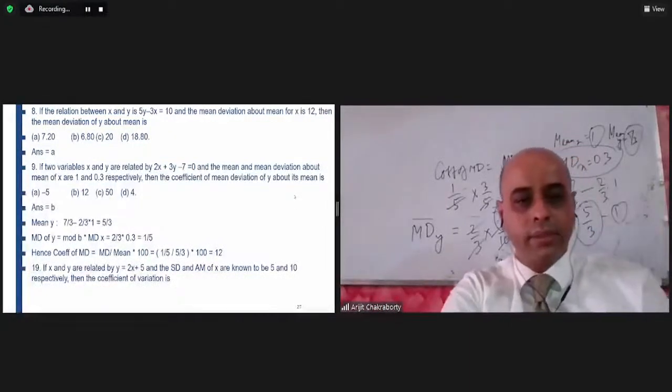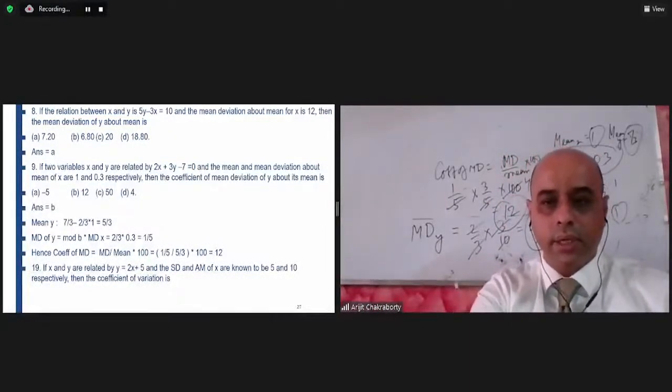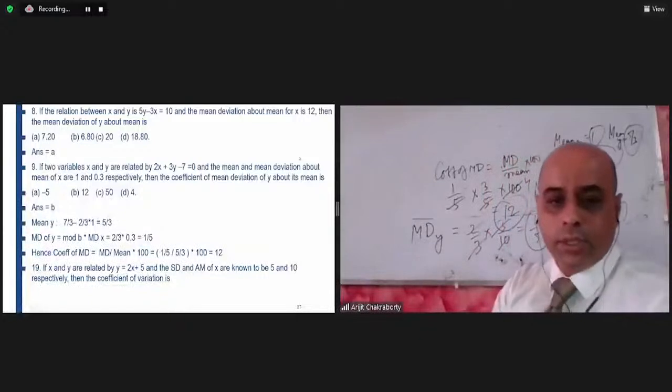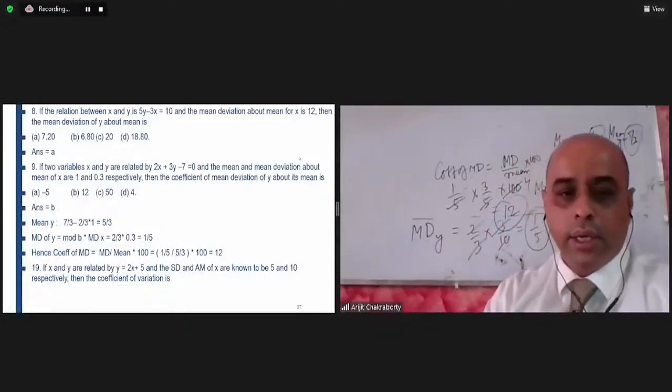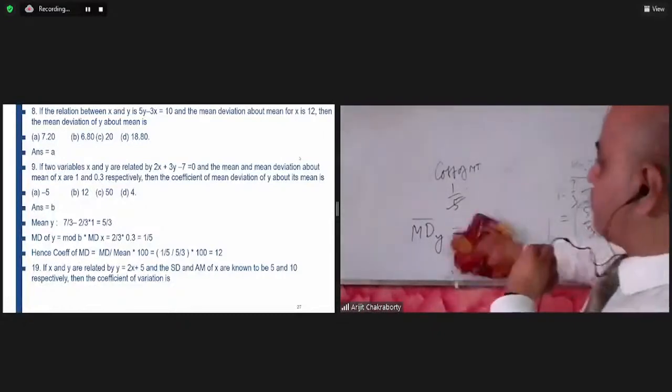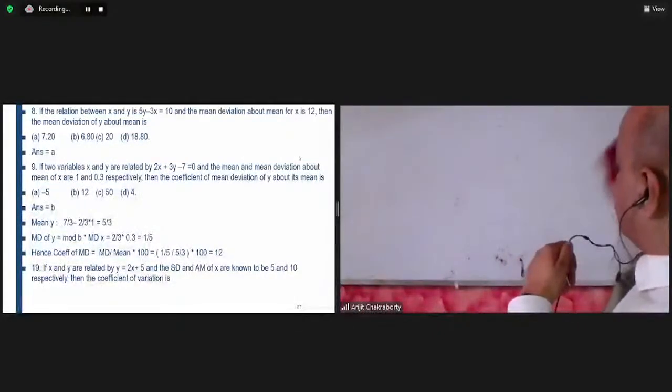Number 19, if X and Y are related by this, and the SD and AM are known, we have to find out the coefficient of variation, CV. So we have to find out the coefficient of variation.